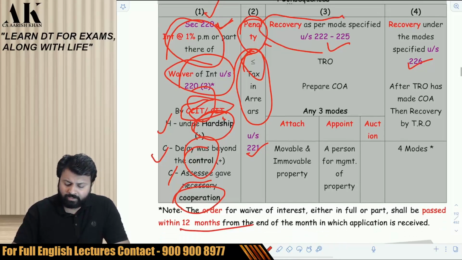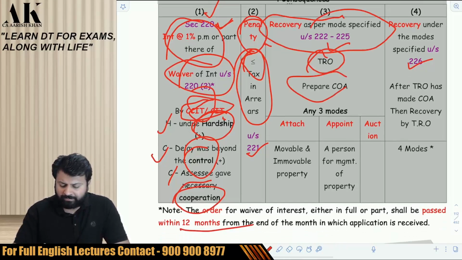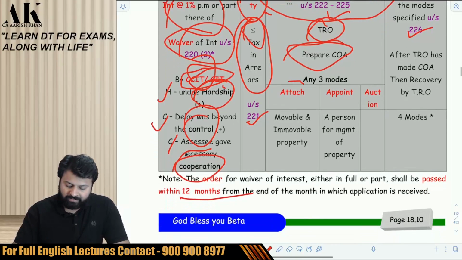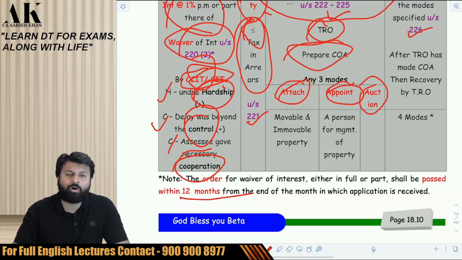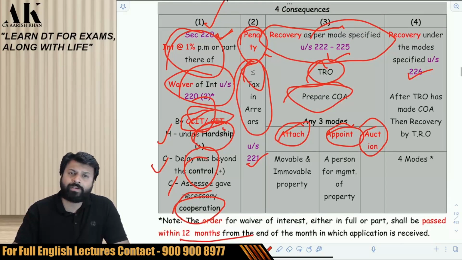Then the department will come into recovery mode. The tax recovery officer will prepare a certificate of action and will start to take action against you. First action, he will attach your properties. Attach means you cannot sell now. You can use it, but you cannot sell. He will appoint a manager to manage your properties, and he can also do an auction of your property as per section 222 to 225.